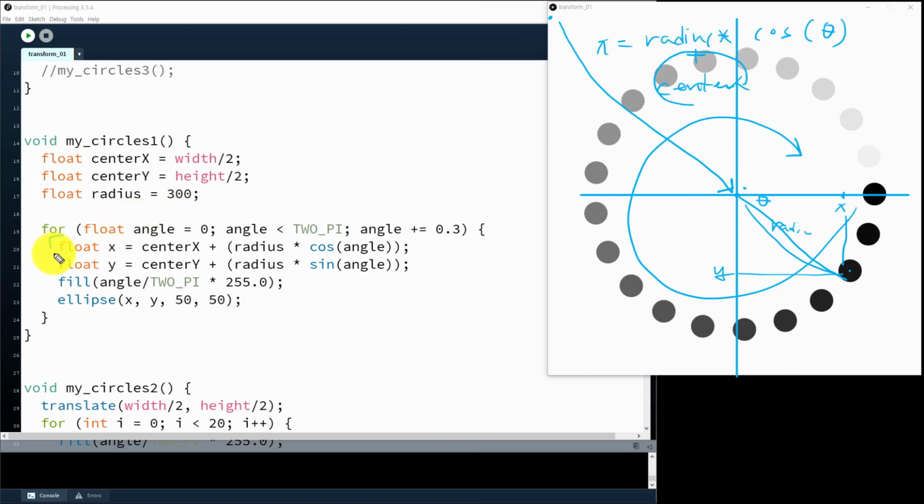So let's see this statement. The x coordinate should be radius times cosine theta plus center x. Y is similar. Y is radius times sine theta plus center y.